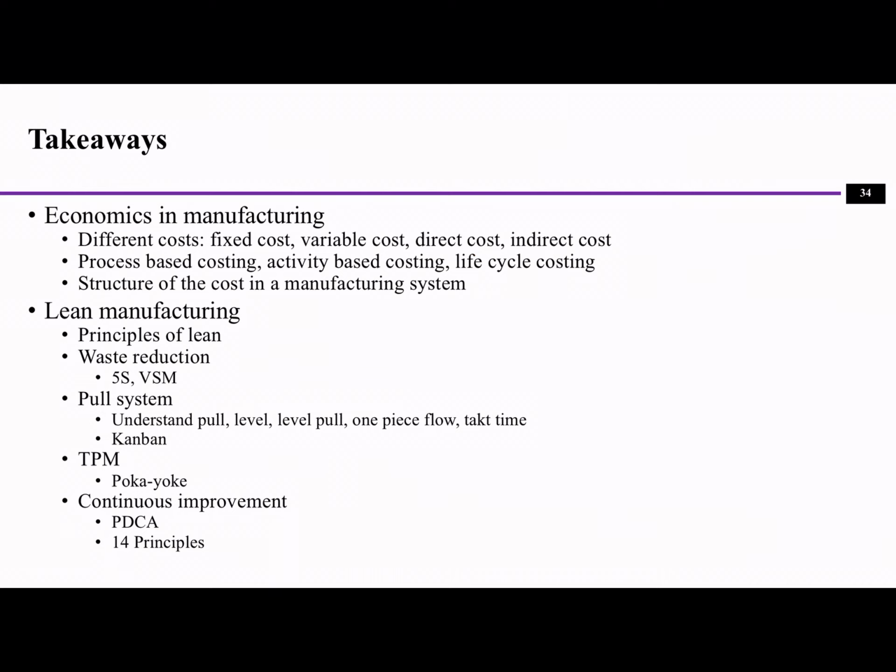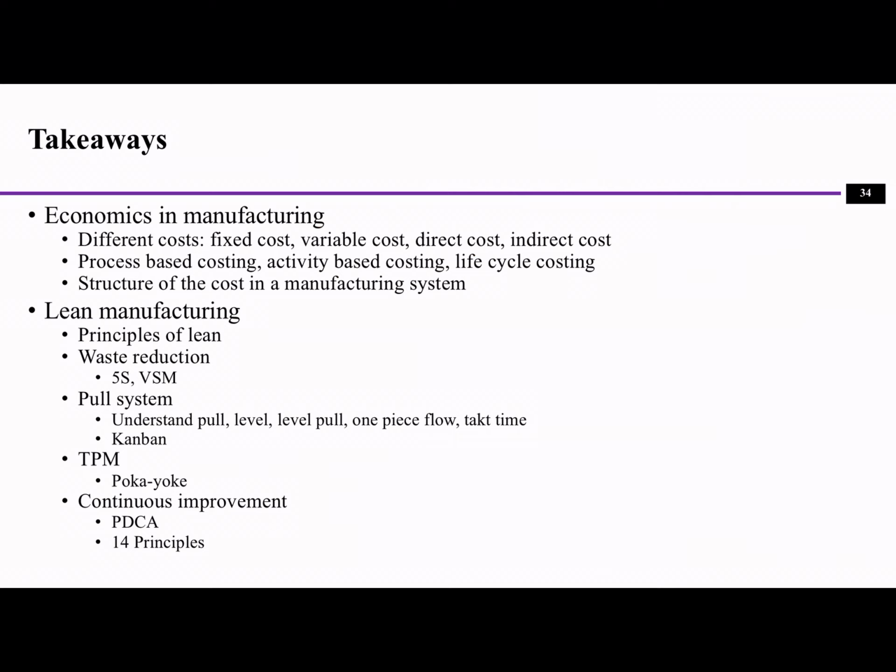Some takeaways: you should know what cost modeling is and the different types of costs. You need to understand what they are, and also the different types of cost modeling methods: process-based costing, activity-based costing, lifecycle costing, and job order costing as well. Also the structure of the cost in the manufacturing system. You should know how to build a cost model for a company.